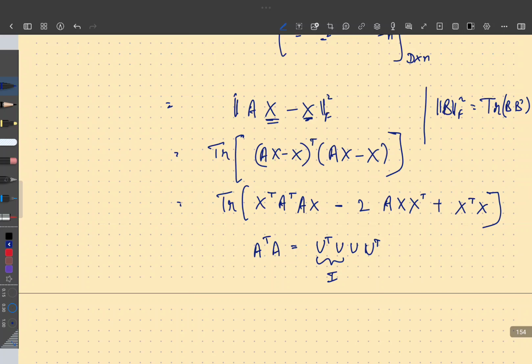A transpose is equal to A. Why? Why is A transpose equal to A? Correct, yeah. So this should have been A. And A square is equal to A again. A square is equal to A, yes. So I think I missed this.